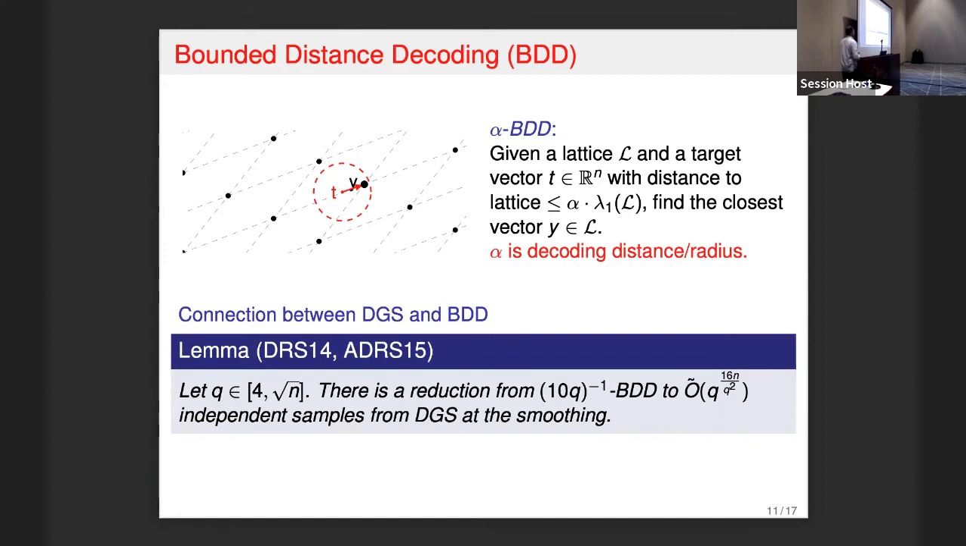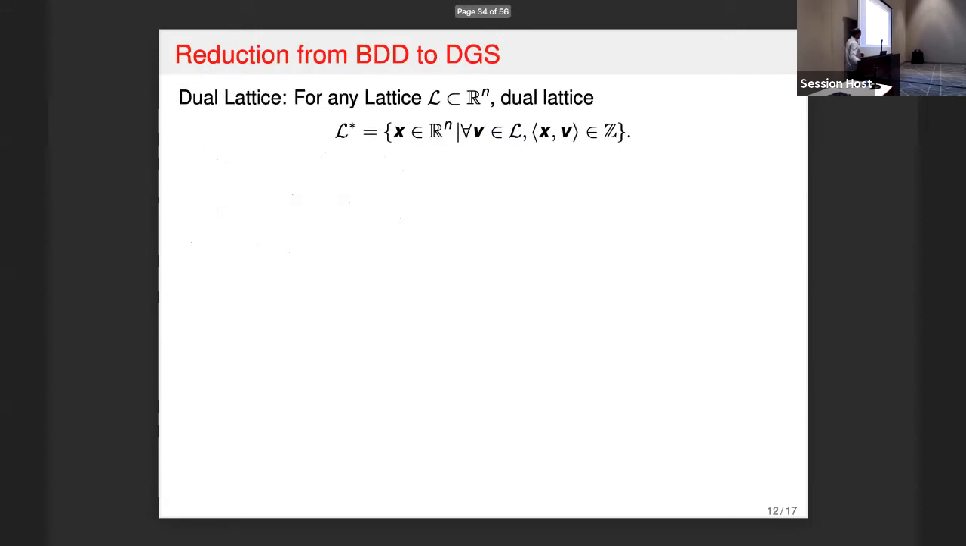Dadush, Regev, and Stephens-Davidowitz gave an algorithm that gives a relation between bounded distance decoding and DGS. They show that we can solve a 1 over 10 cube approximation of BDD by using order of q to the power 18 n over q square independent samples from DGS at smoothing. So now you can see how we'll use the DGS samples to solve the BDD problem. Now let's see how we can improve this lemma in quantum. Let's see how this algorithm actually works.